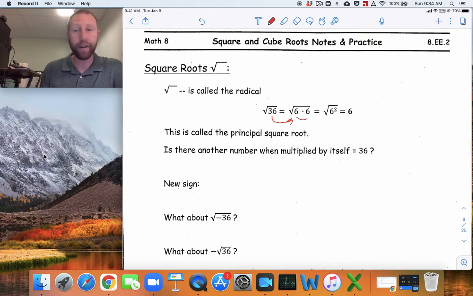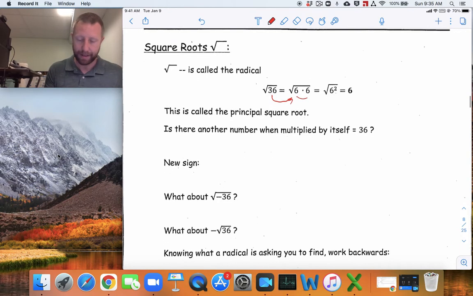But is there another number that when multiplied by itself will also equal 36? Now we kind of alluded to this a little bit before spring break, but that's been a while. So if you don't remember, it is yes. And that is negative 6 times negative 6, right? Because a negative times a negative is also a positive. And negative 6 times negative 6 would equal a positive 36.